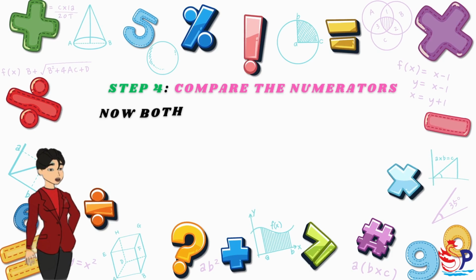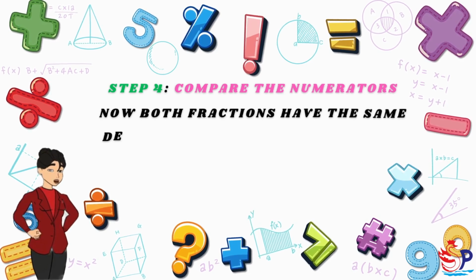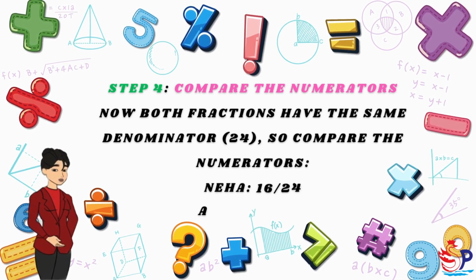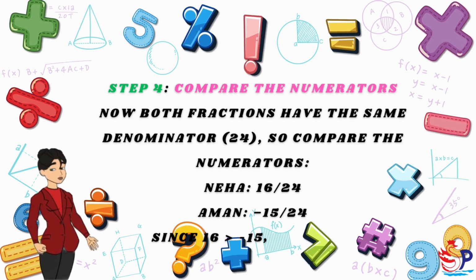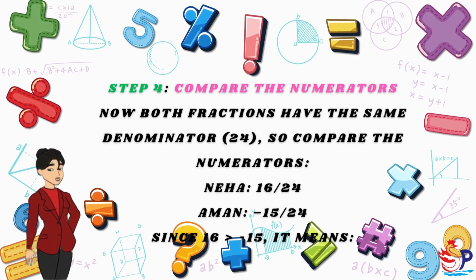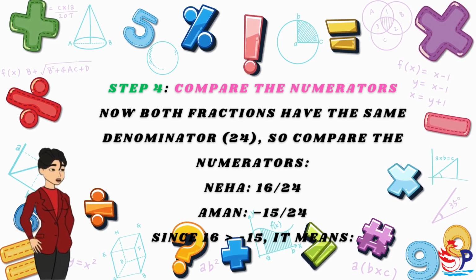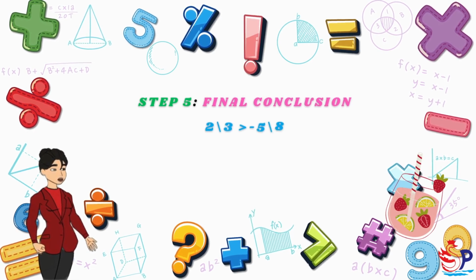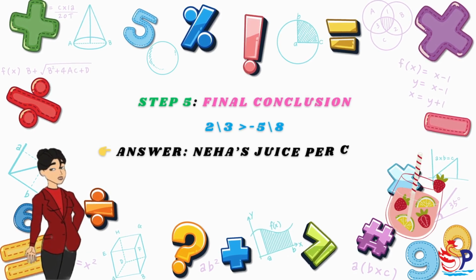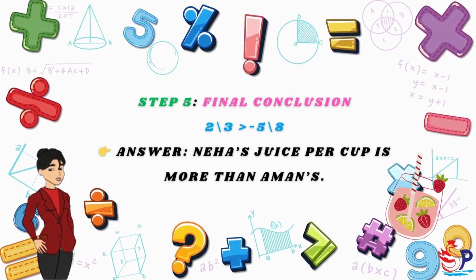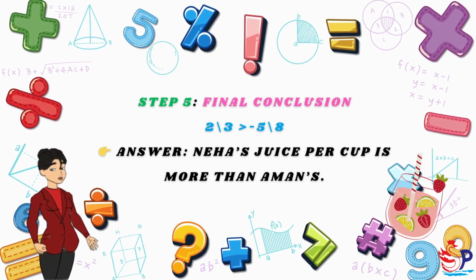Step 4. Compare the numerators. Now both fractions have the same denominator, 24. So compare the numerators. Neha, 16 by 24. Aman, minus 15 by 24. Since 16 is greater than minus 15, it means Step 5. Final conclusion. 2 by 3 is greater than minus 5 by 8. Answer: Neha's juice per cup is more than Aman's.